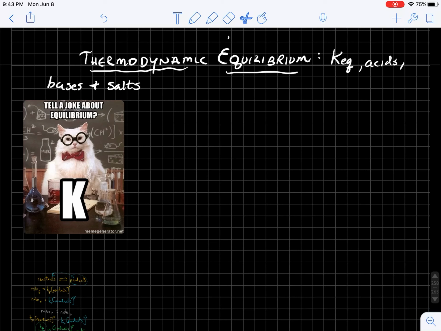Get it? Tell a joke about equilibria. K, as in capital K, K-E-Q. Okay. Suppose we're dealing with this sort of reaction, and let's say A plus B produces AB. And at equilibria, we know the rate forward is equal to the rate of the reverse.